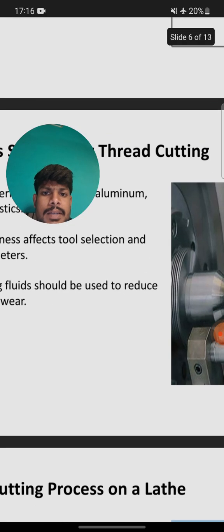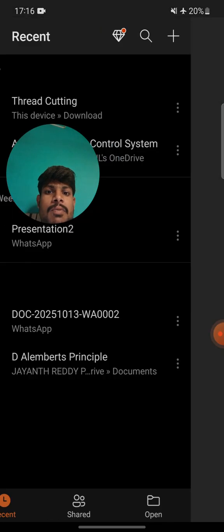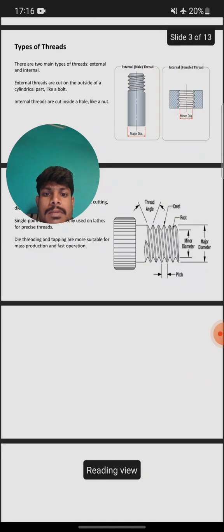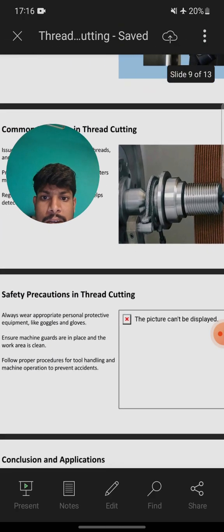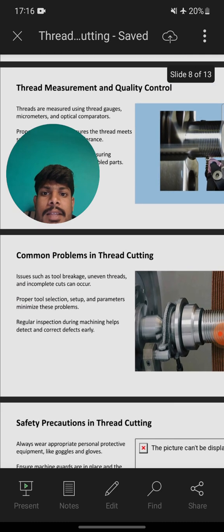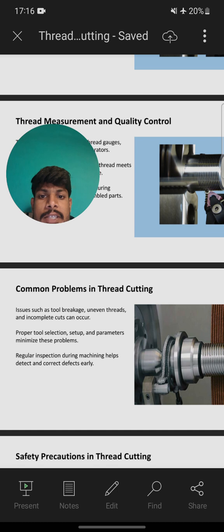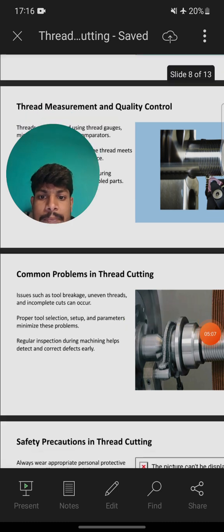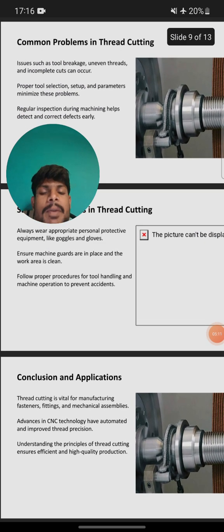Thread cutting process on a lathe. The workpiece is mounted on a lathe. So you can use the proper tool selection and setup, and follow proper procedures to prevent accidents.